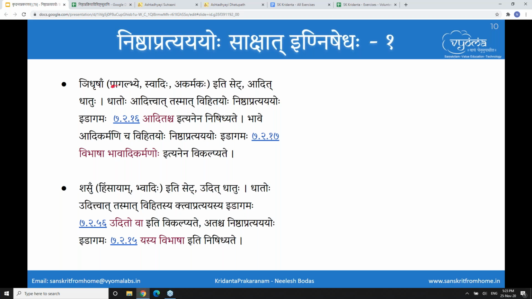Everything has been captured by the pragalbhye word itself. I mean, both of these are very related. If somebody is prone to take risks, he typically thinks quite a lot about himself. He has probably a high self-confidence, sometimes overconfidence.